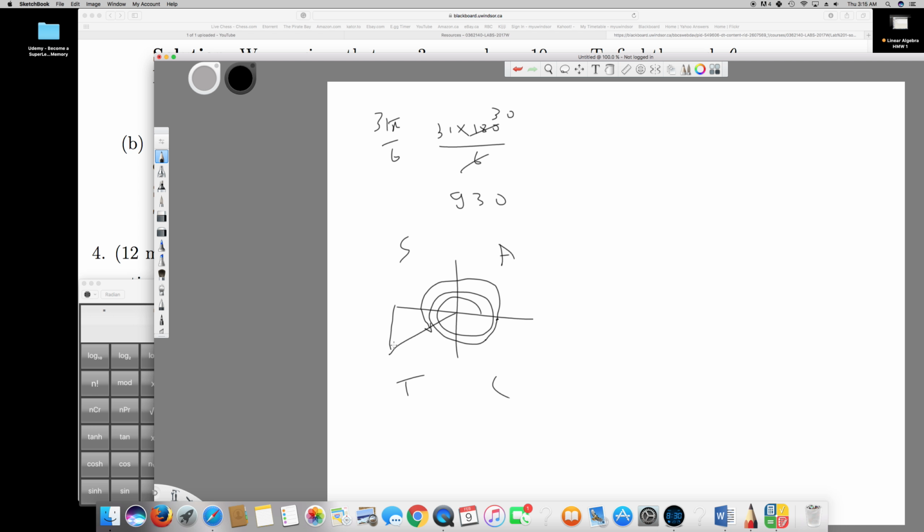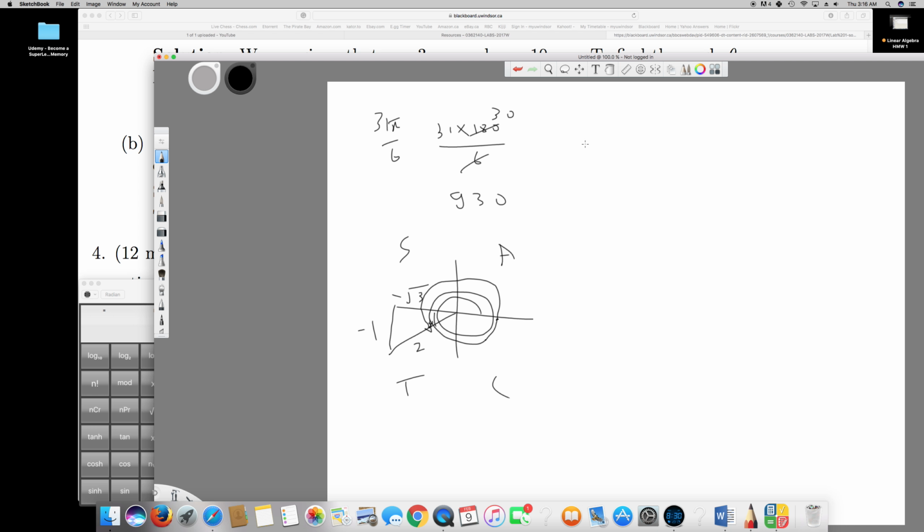If it's 30 degrees, sine 30 is equal to half, so in this case it is going to be negative half. Sine is opposite over hypotenuse, so the opposite is going to be negative 1, and the hypotenuse is going to be 2. In this case, cos is going to be negative root 3 by 2, so root 3 is going to be our adjacent.